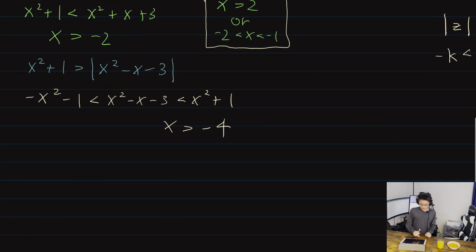Now let's simplify our left side. We could add x squared to both sides, so 2x squared minus x, and we could add 1 to both sides too, so minus 2. This must be greater than 0.